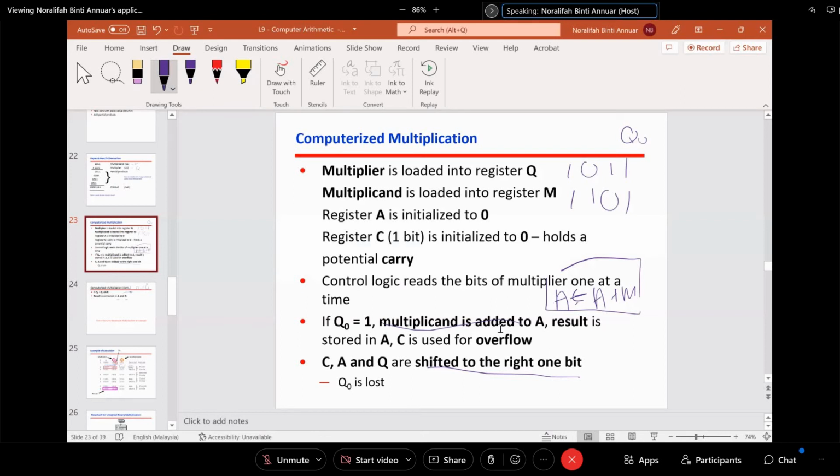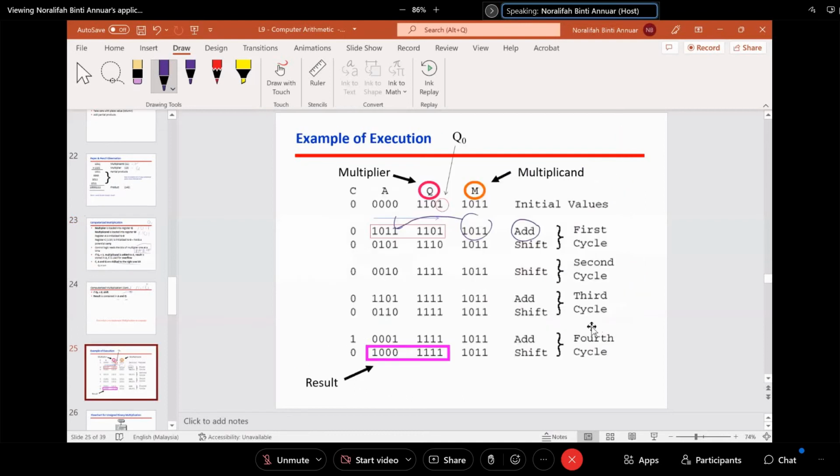After the adding operation, you must shift to the right 1 bit. Who has to be shifted? C, A, and Q. The multiplicand does not need to shift. So C, A and Q shift to the right. After we add this value, you shift to the right by 1 bit, as the arrow shows.